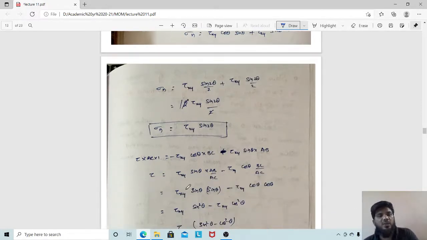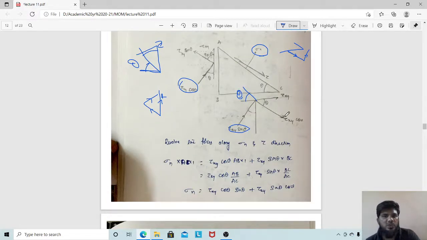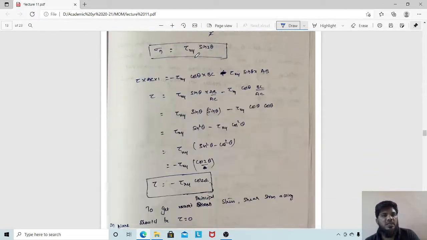Similarly, along the direction of tau: tau into AC into 1 minus tau xy cos theta into BC plus. See the directions. These two are in the same direction, so opposite sign. These two are in opposite direction, so you have to consider the same sign. Okay, clear? AB by AC is sin theta, BC by AC is cos theta. We get sin square theta minus cos square theta. Since we have the formula for cos square theta minus sin square theta, we rearrange it, taking the minus sign common. So it becomes cos 2 theta, so tau is equal to tau xy cos 2 theta.